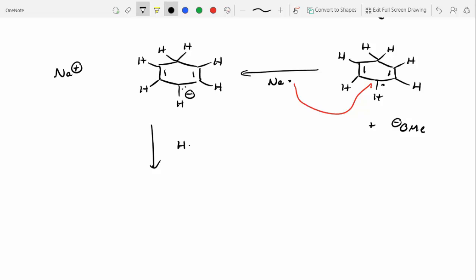Oops. Let me show this as a single bond. This will come grab a proton from methanol, clamp down. And we end up with our final product.